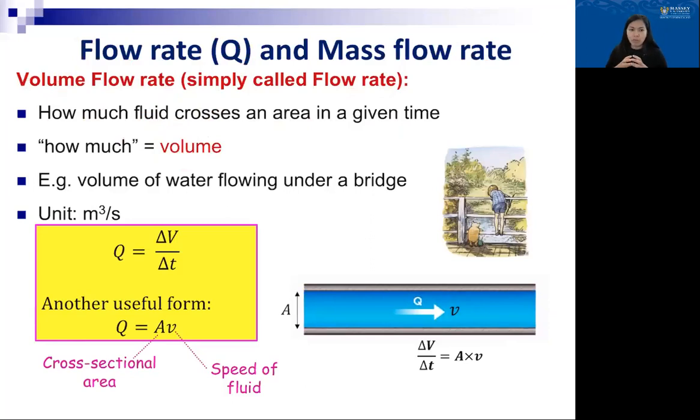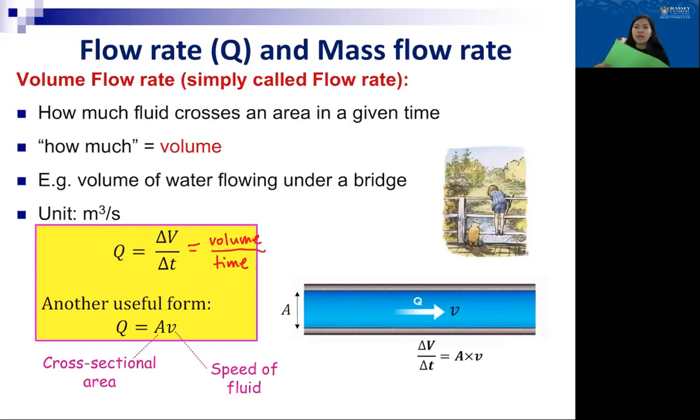So if you put that into an equation, this is the general definition of flow rate. It's the volume of fluid that crosses an area in a given time. Put that in equation form, then you have this Q representing flow rate is equal to volume over time. So delta V there refers to the volume of fluid that crosses an area at any given time. So Q is equal to volume over time.